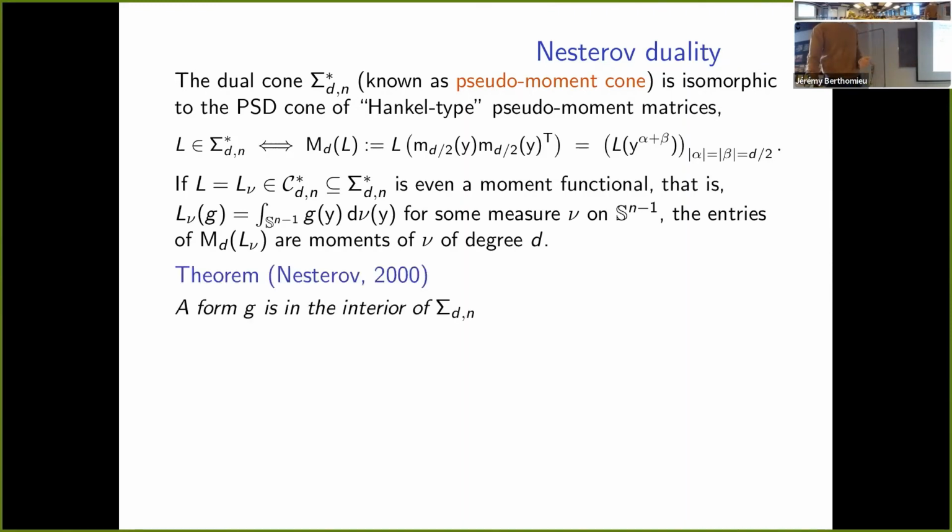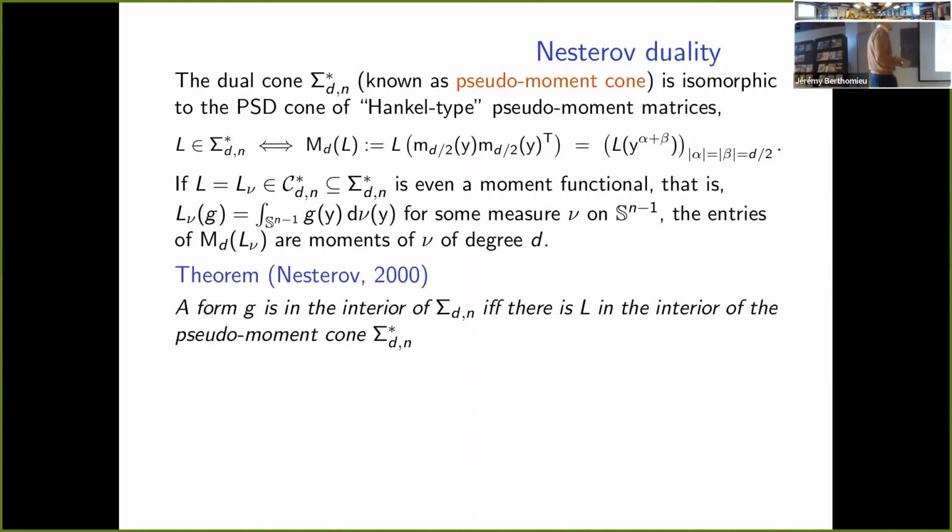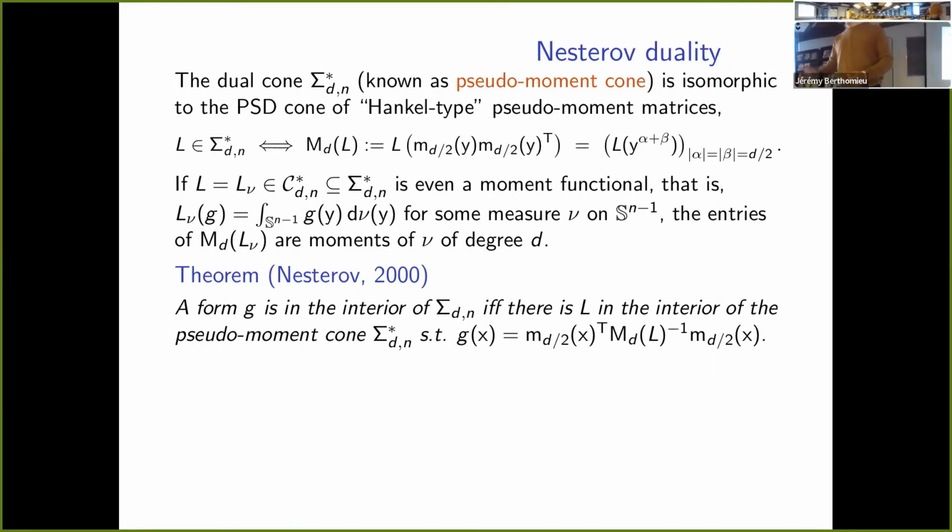And Nesterov gave a beautiful characterization, a beautiful duality between interiors of the SOS cone and its dual, that looks as follows. So a form G is in the interior of the sum of squares cone if and only if there exists a unique moment functional, pseudo moment functional L in the interior of the pseudo moment cone, so that one of the Gram matrices of the SOS form G is the inverse of the pseudo moment matrix.